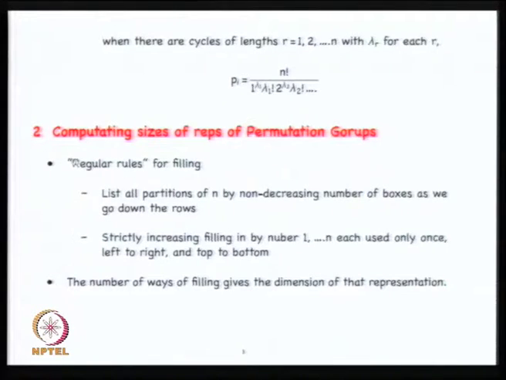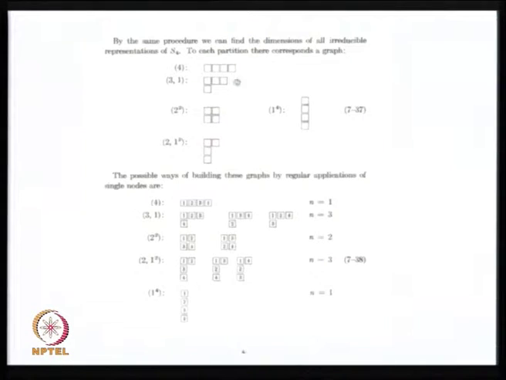So, I am going back to the one transparency. The regular rules for filling are: list all the partitions of n by non-decreasing number of boxes as we go down the rows. So, take the total number n of boxes and start stacking them sideways and also downwards, but such that the upper row has at least as many boxes as the next row. So, this is a non-decreasing number of boxes as you go down, I mean in each row.